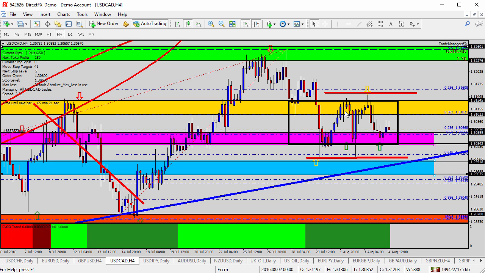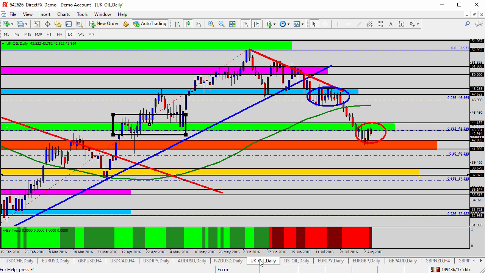Something else that we've been watching, and which gives me a little bit of confidence to take the buy, hold the buy, and look for new opportunities to buy, is the fact that oil is sitting at resistance. Take a look. It doesn't matter which oil chart you look at, UK oil or US oil, both of them are sitting at resistance. Take a look at this red circle here. This is the UK oil price, underneath 43.35 or so.